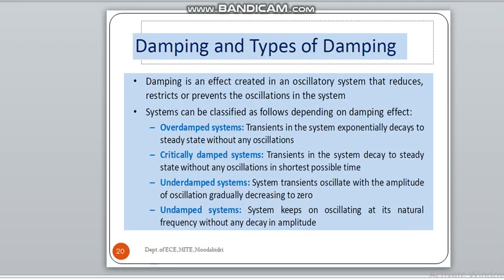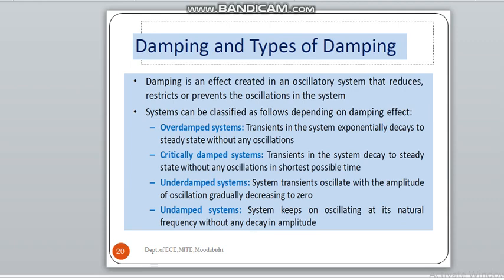And next one is damping and types of damping. So damping is an effect created in an oscillatory system that reduces, restricts or prevents the oscillations in the system. What is damping? It tries to reduce or decrease the oscillations, or it will try to prevent the oscillations of the transient response. So systems can be classified into four types depending on the damping effect.